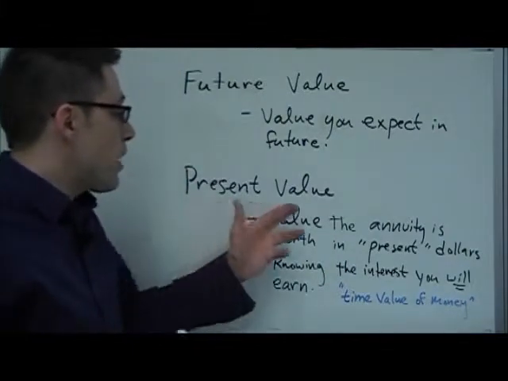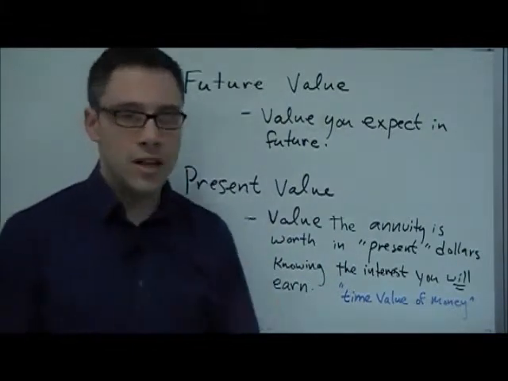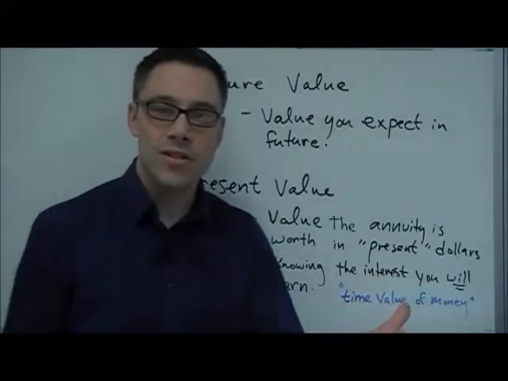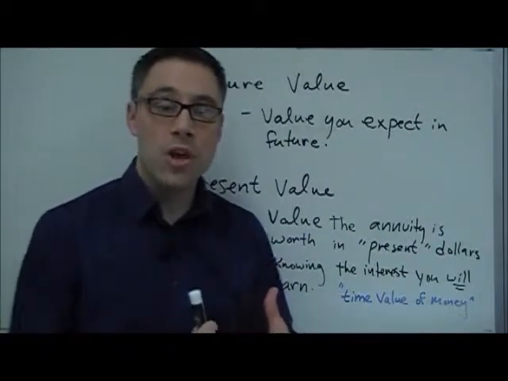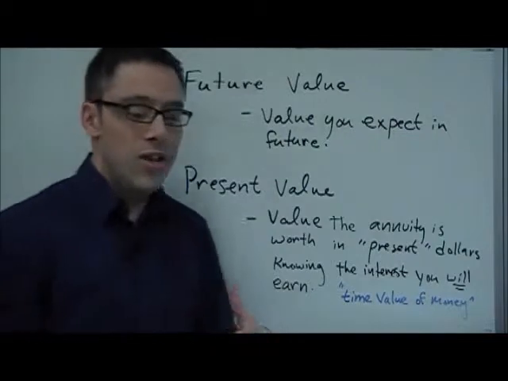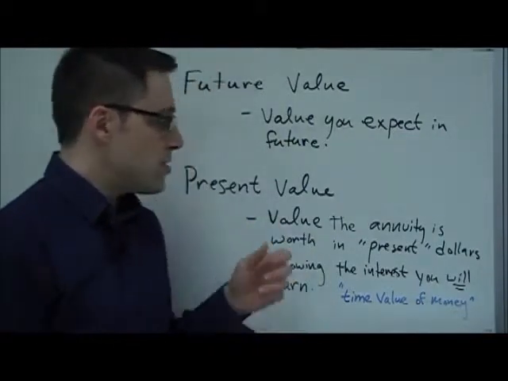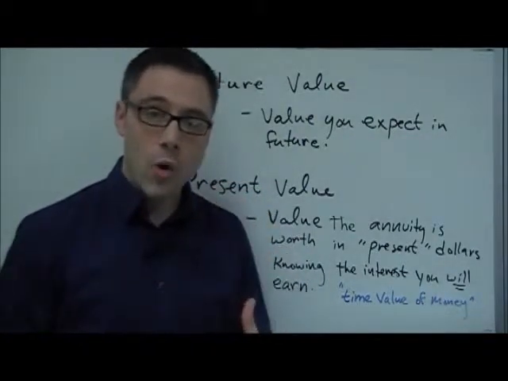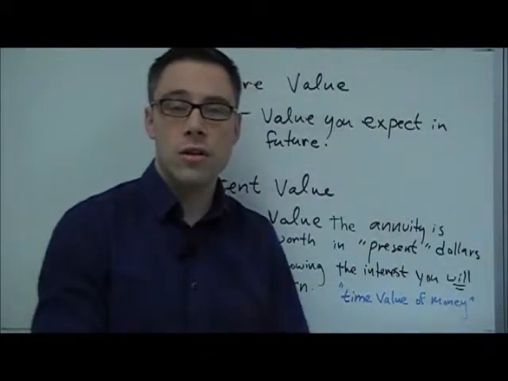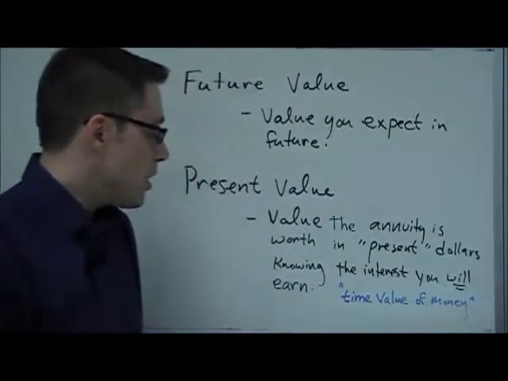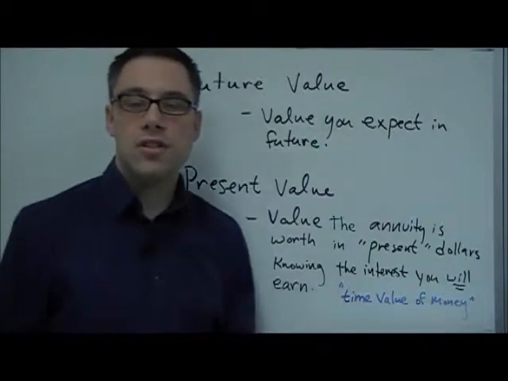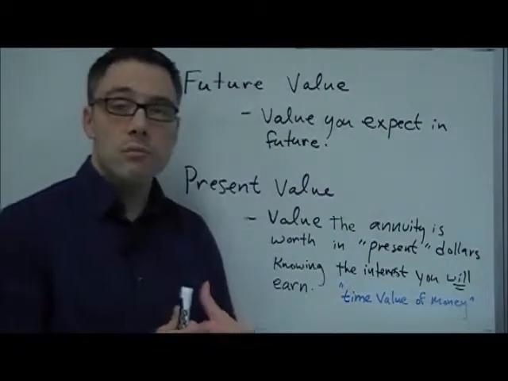The other thing we're going to talk about is present value. Present value is exactly what it says as well: it's the value the annuity is worth in present day dollars. In other words, how much it's worth right now, knowing the interest you will earn in the future. The point is that the present value is how much the annuity is worth right now, given that you're going to be putting money into this account, earning a certain amount of interest.